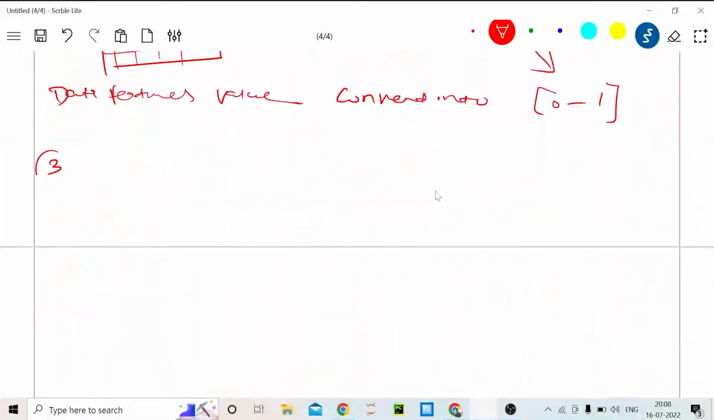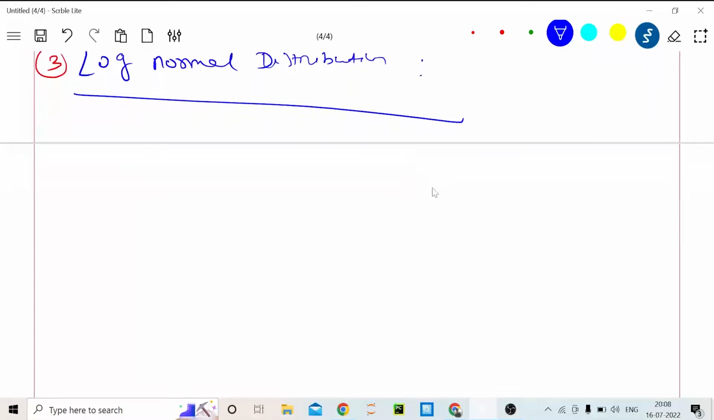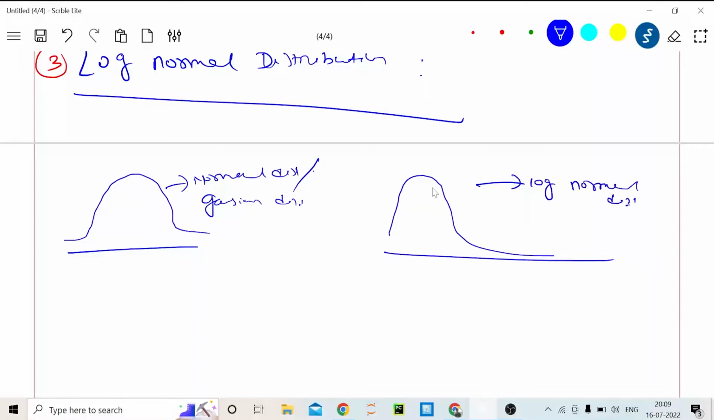Number 3 is log normal distribution. What is log normal distribution? I will tell you one thing. A distribution like this, where the two sides are equally divided, is called the normal distribution or Gaussian distribution. But this type of graph is called log normal distribution. In the normal case, it is equally divided towards left and right. But in this case, when you go along x to y, first it increases very much and after that it increases slowly.